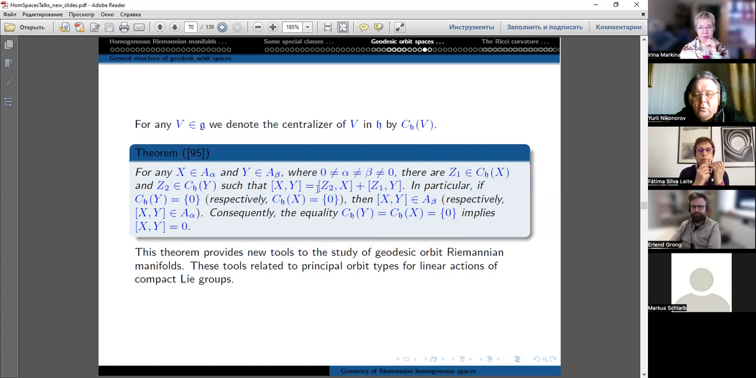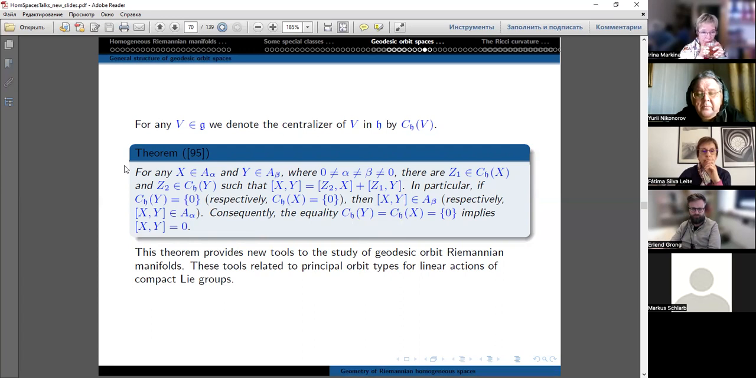These brackets could be decomposed as this sum. It's quite strange. In particular, if the centralizer is 0 for some eigenspaces, then we have that this bracket is in another eigenspace. Consequently, if both centralizers are 0, we have that this bracket is simply 0. It's very, very restrictive, in fact.